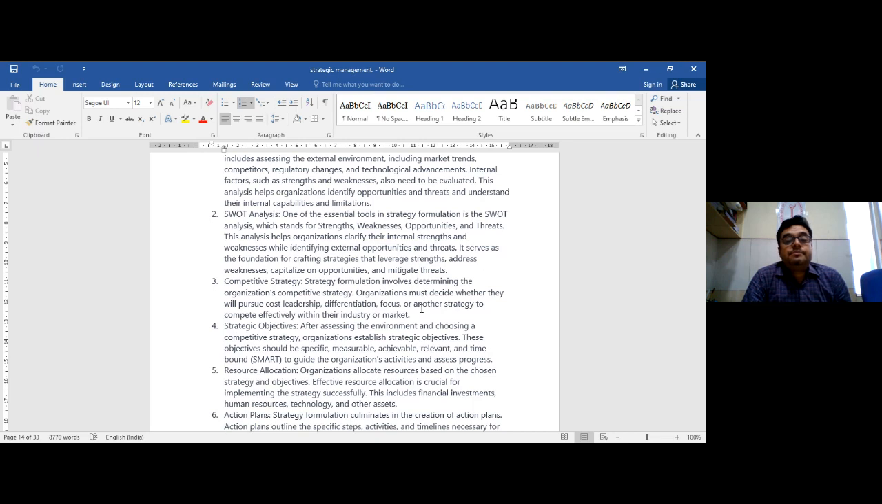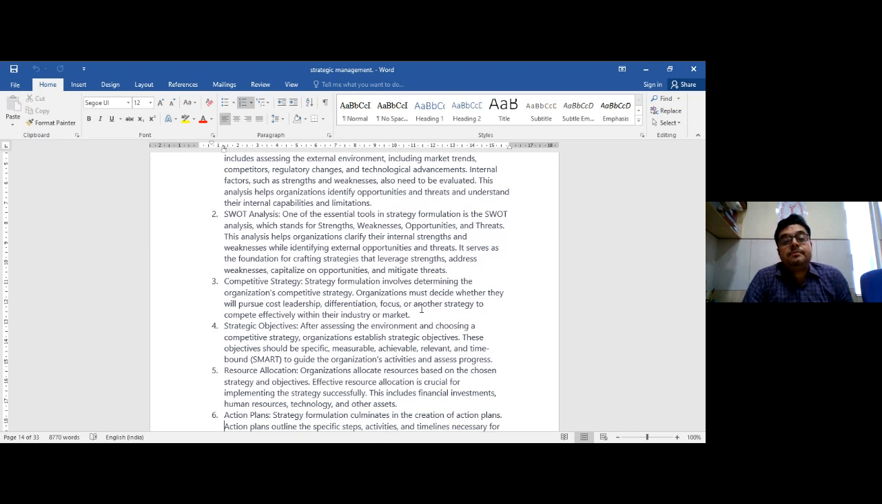And there are different options. Porter's generic strategies deal with identifying whether they should pursue cost leadership, differentiation, or focus. And these are distinct generic strategies that any organization at any point of time should be involved in performing.